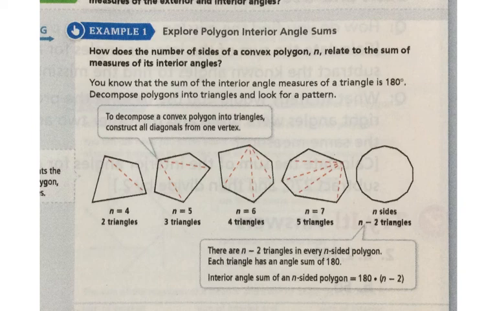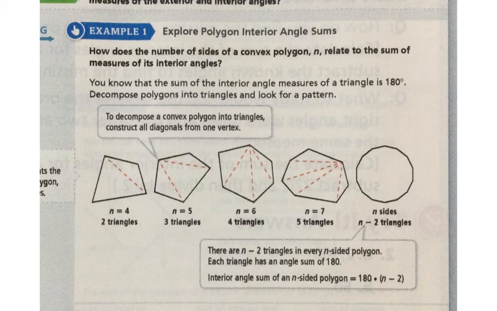So the first thing we want to do is we know how many degrees are in a triangle. How many degrees are in a triangle? 180. There's 180 degrees in a triangle. Okay, but now how many degrees are there in a quadrilateral? Or a pentagon? Or a hexagon? And so on.